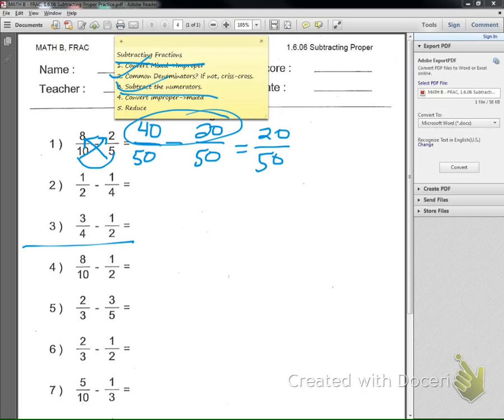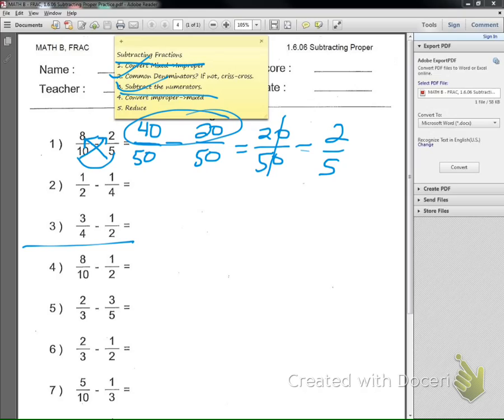And finally, reduce. You have 20 over 50, and I'll show you a quick trick with numbers that end in 0. Normally we would find the greatest common factor, but if both numbers end in 0, then you can cross off the zeros because both of them can be divisible by 10. So your final answer is 2 over 5. Pretty quick trick, isn't it? Saves you time to know some of those other special rules.